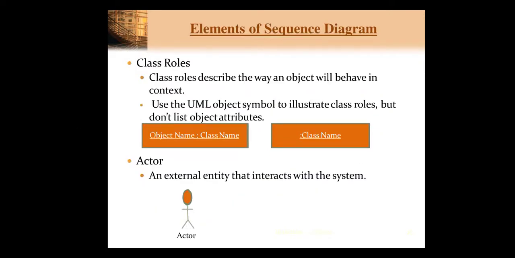Okay. Now the second element of our sequence diagram is nothing but an actor. An actor is an external entity that interacts with the system. An actor is represented with the help of this symbol. It is an external entity which is interacting with the system and participating in the communication.